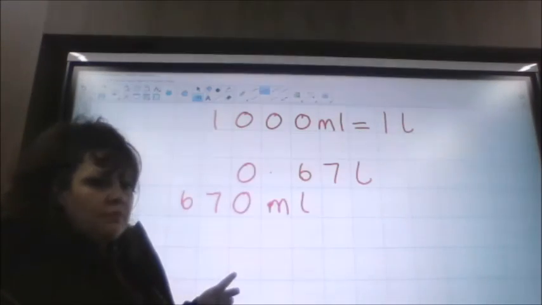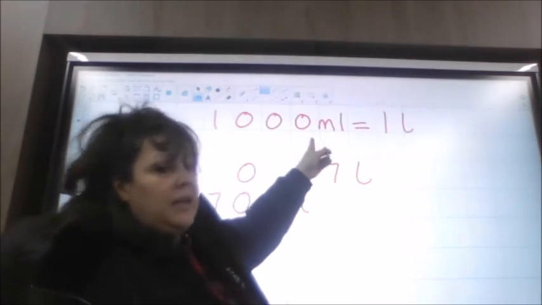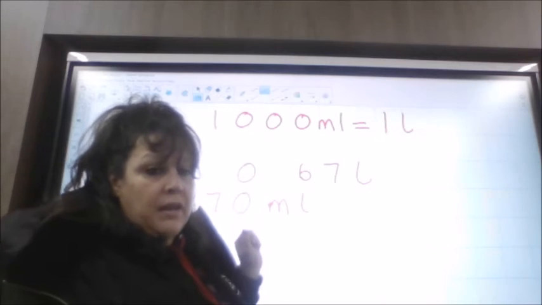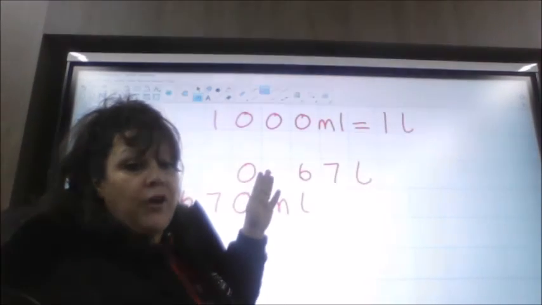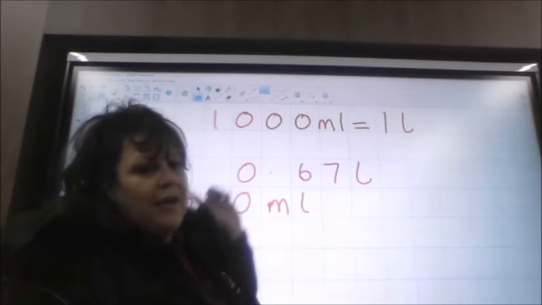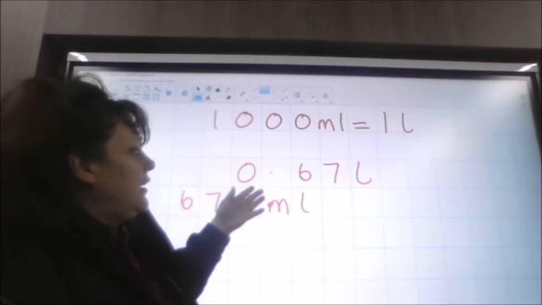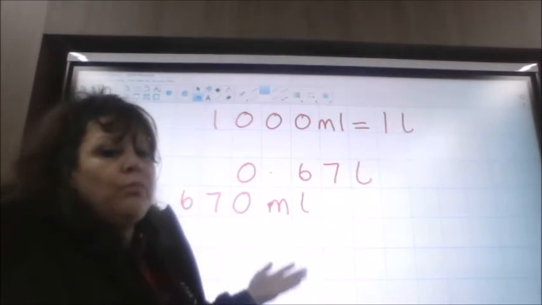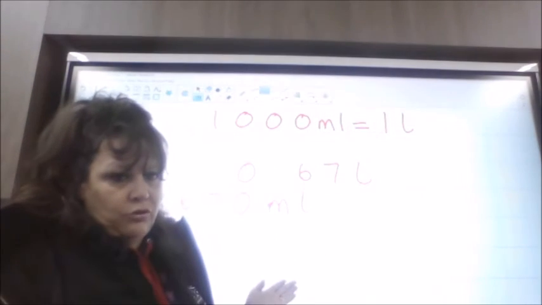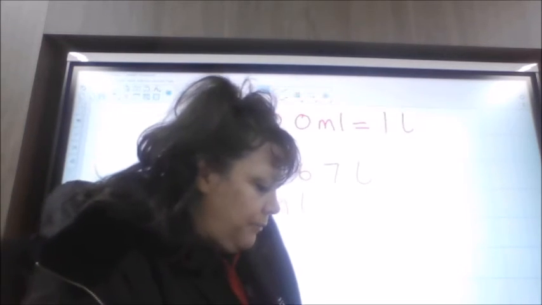Okay, so remember, if you're converting millilitres to litres, you divide by 1,000, sorry. If you're converting litres to millilitres, you multiply by 1,000. So hopefully those things will have helped you there.